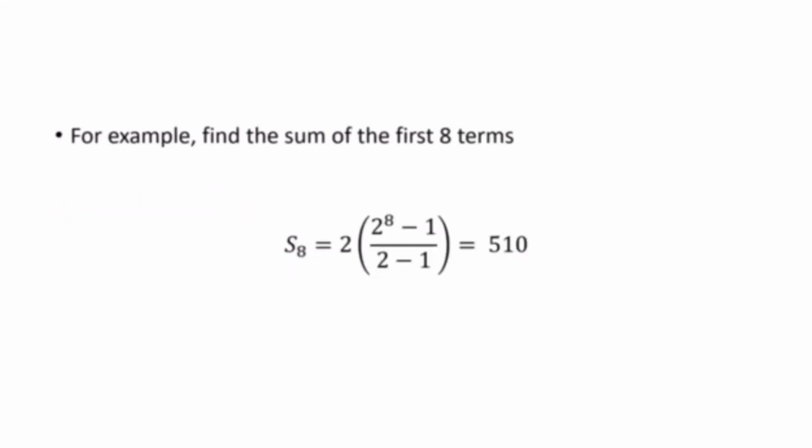For example, find the sum of the first 8 terms. To find the sum of the first 8 terms, S8 equals 2 multiplied by 2 to the power of 8 minus 1, divided by 2 minus 1, and equals 510.